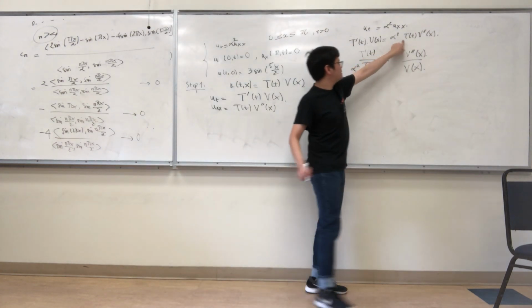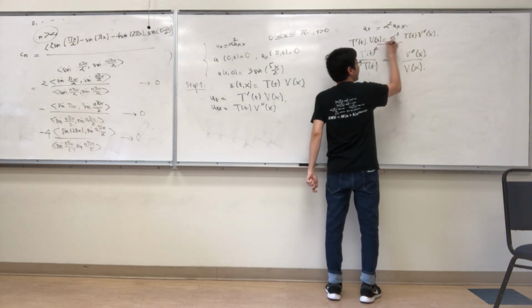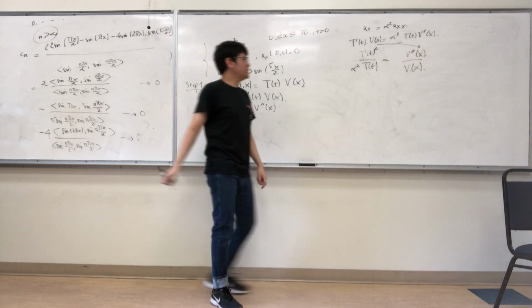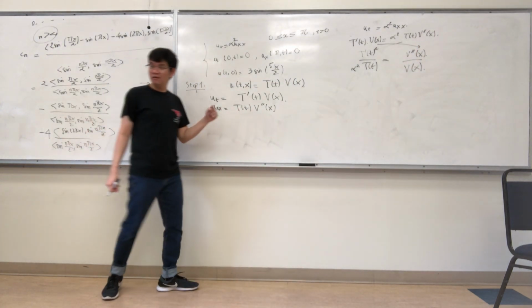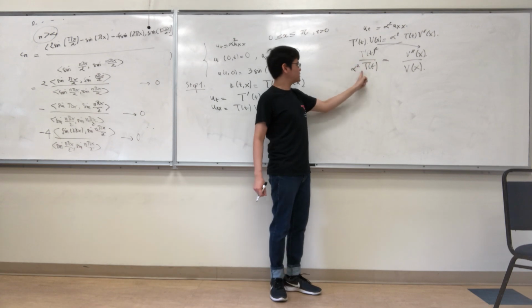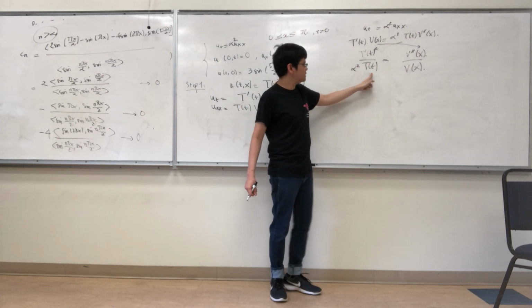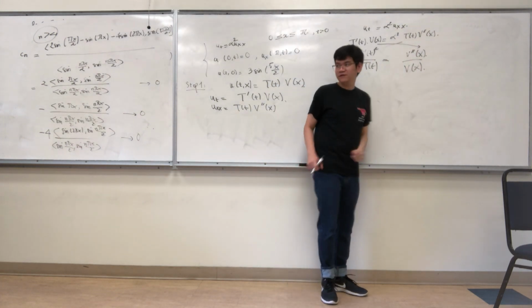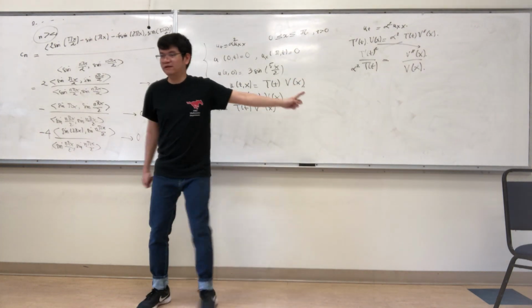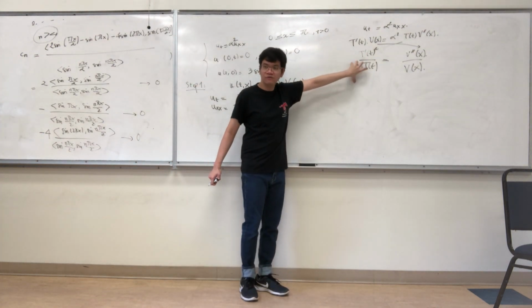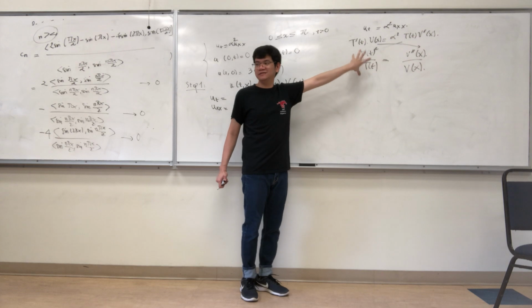So here I'm gonna divide T(t) to the left hand side and V(x) to the right hand side. So I'm gonna have T' over alpha squared T is V'' over V. Why do I divide alpha over here? I divide alpha over here because this is first order and it's easier to solve.